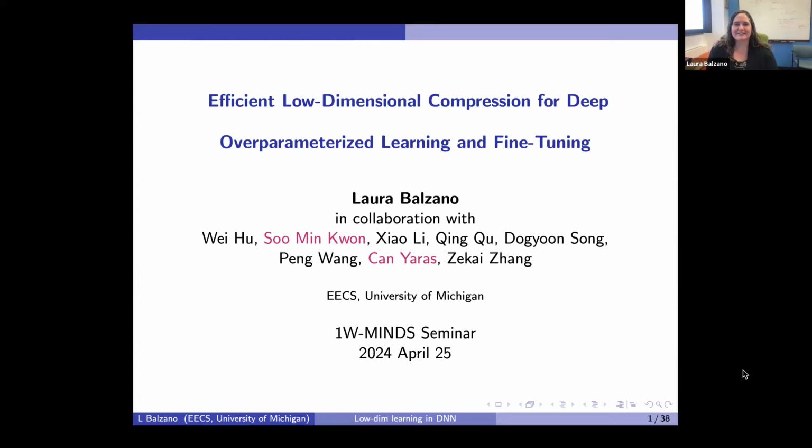Today I'm going to talk about efficient low-dimensional compression in deep networks. There's been a lot of work over the last 4 or 5 years showing that deep networks, both linear and nonlinear, have an implicit bias toward simple or low-rank solutions. In this work, we're trying to leverage that observation to actually improve training, fine-tuning, and inference, in terms of computational and memory efficiency.